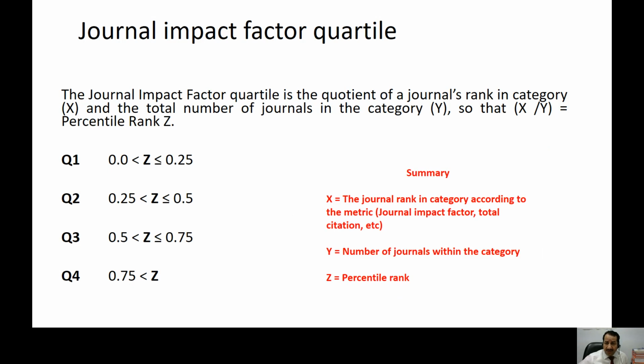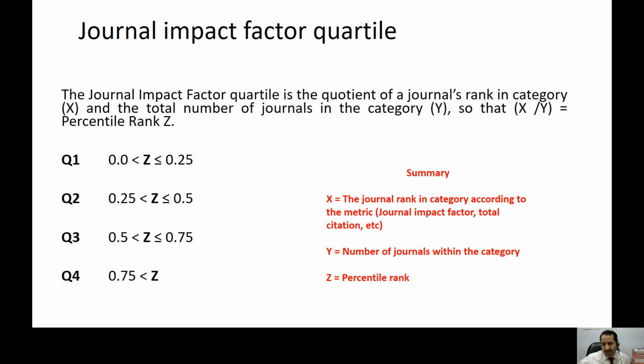Journal impact factor quartile. Now, let's assume that the good reputation journals number 100 in a field. Let's take as an example the energy field. We have 100 journals. All these 100 journals represent the high impact factor journals. Now, the highest 25 journals in this 100 represent Q1, quadrant 1, which is the best. In quadrant 2, the next 25. In quadrant 3, the next 25. In quadrant 4, the next 25, and so on.